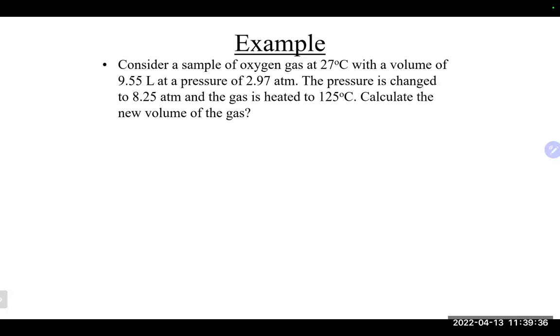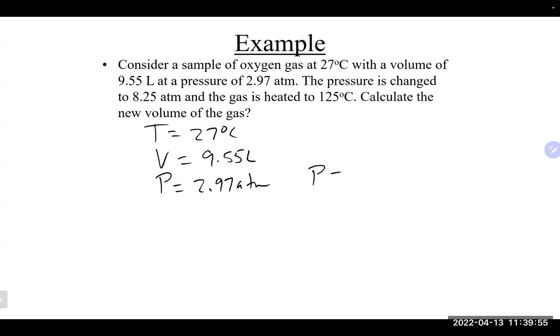Okay, let's take a look since we're getting to the end here. Consider the temperature here. We have a temperature of 27 degrees Celsius. We have a volume that goes with that of 9.55 liters, and a pressure of 2.97 atmospheres. We then change the pressure to 8.25. We also have a temperature of 125 degrees Celsius, and we are looking for a volume. So again, by putting everything labeled, that should hopefully point you in the direction of the combined gas law, which is really the only one that has all those together.